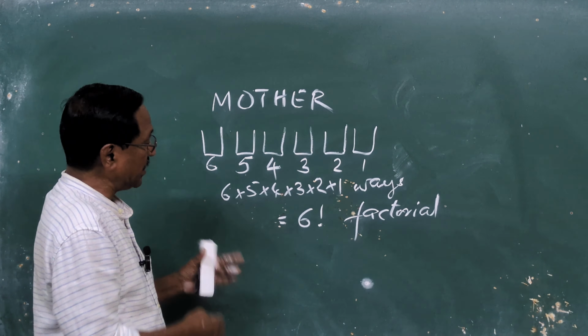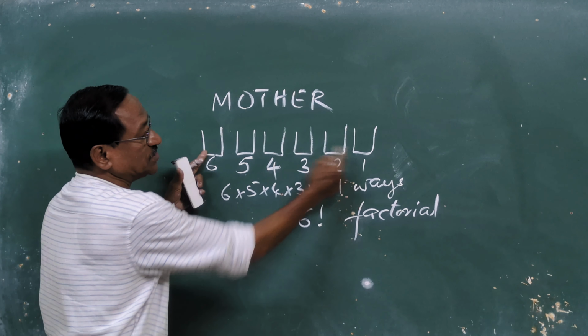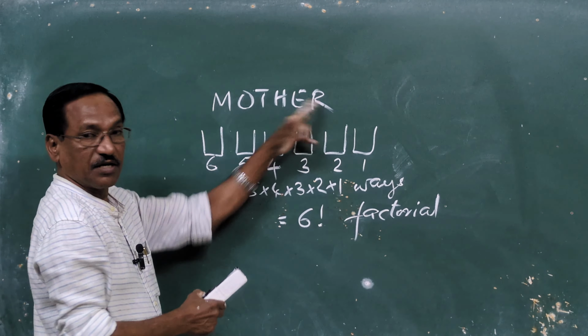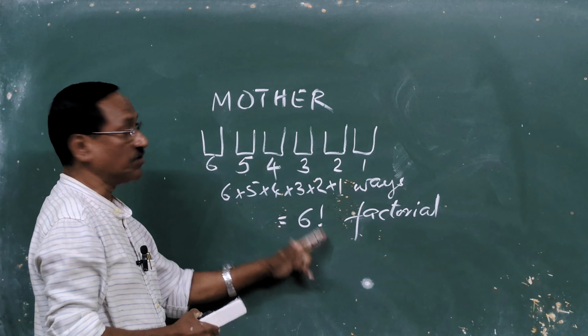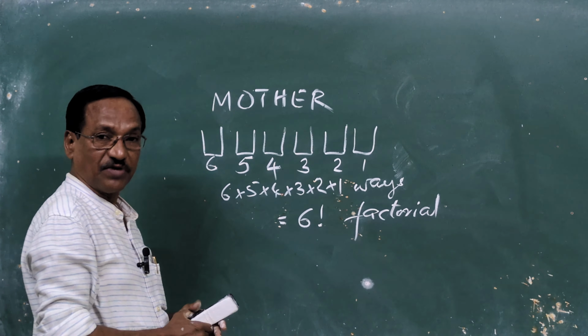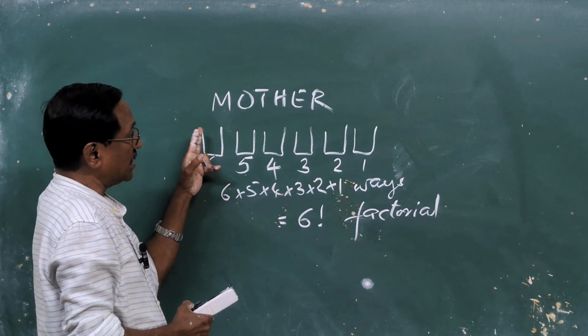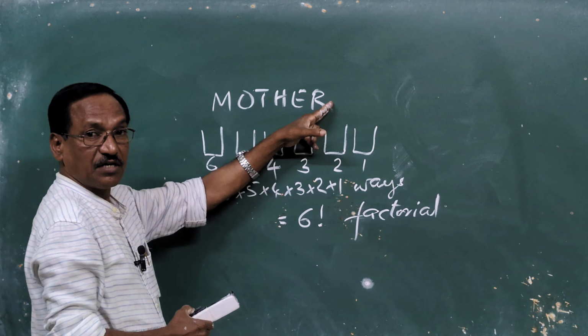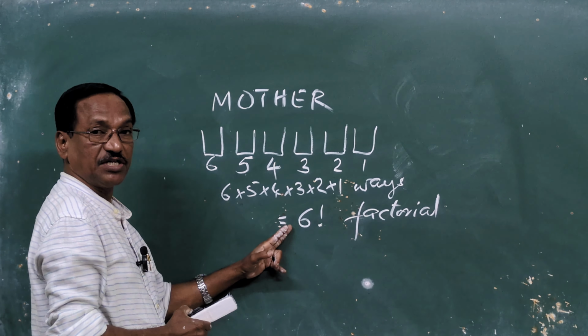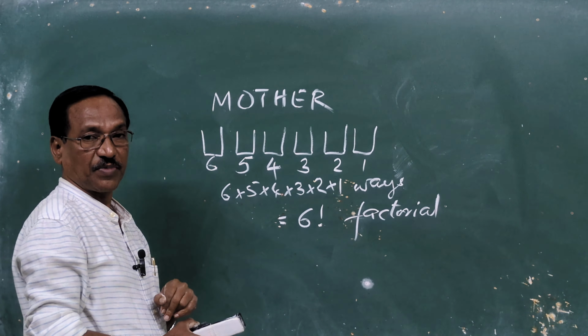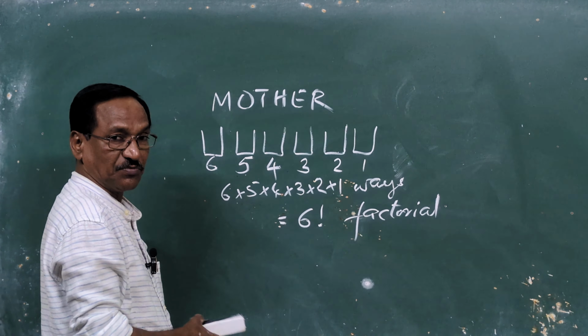So here we can see that the number of arrangements of letters of the word mother is 6 factorial because there are 6 letters in the word. Now we can note that there are 6 letters in the word, therefore the number of arrangements we got is 6 factorial. Now you can generalize that principle.